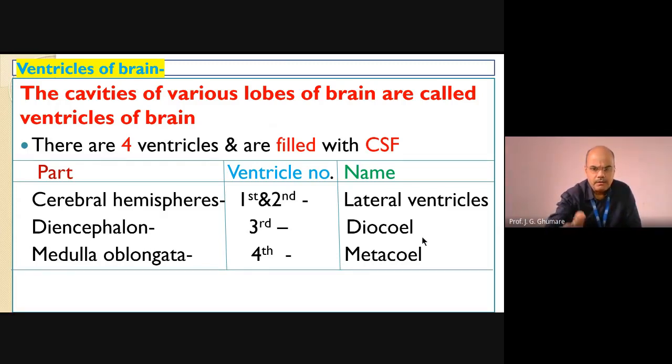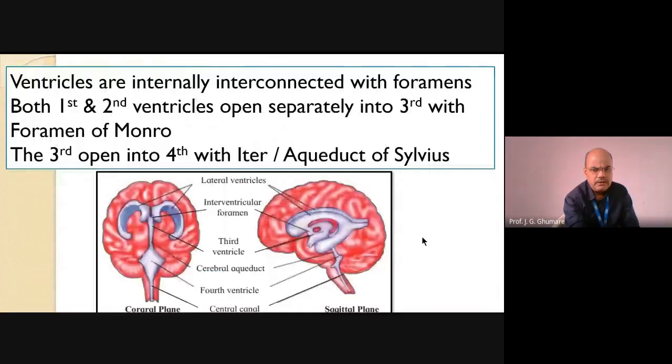This is important for the multiple choice questions. The diagram I'm showing is for your understanding only. See, for example, this is the first and second ventricle present in the cerebrum. The third ventricle is present here in the diencephalon. The fourth ventricle is present in the medulla oblongata, which will continue as the central canal in the spinal cord.